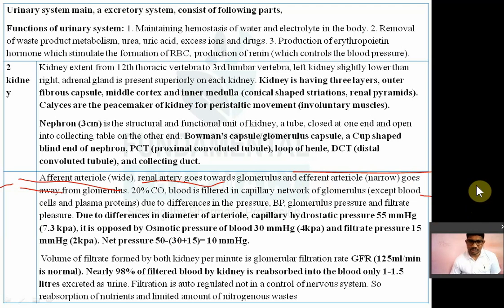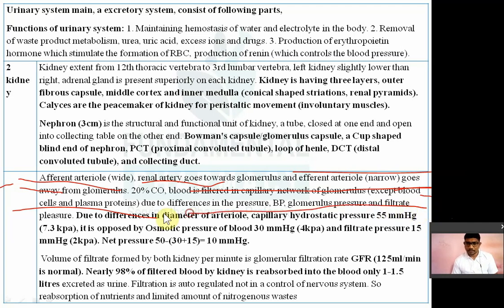So what is filtered? Everything is filtered. Blood is filtered in the capillary network of the glomerulus, except blood cells and plasma proteins. Except blood cells and plasma proteins, everything is filtered due to the difference in the pressure.